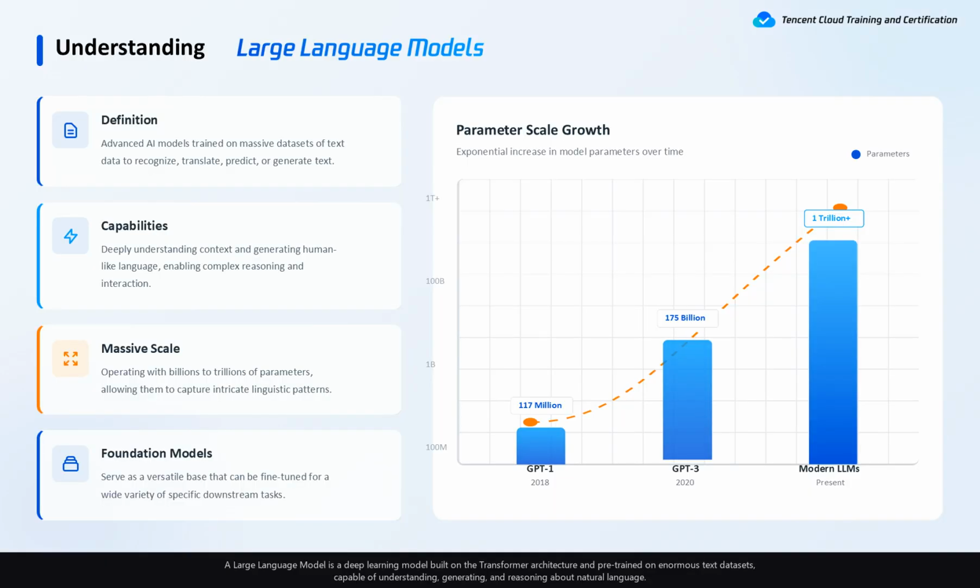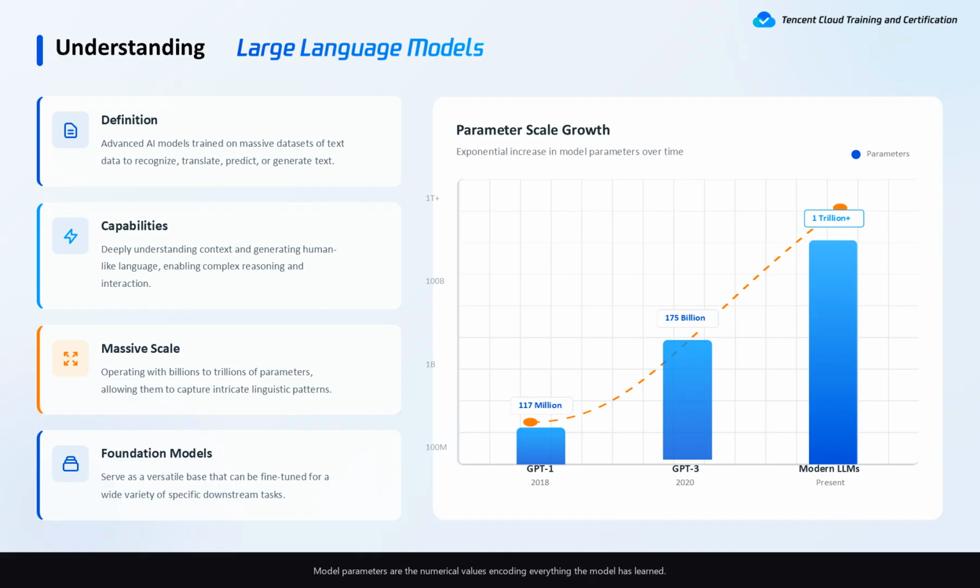A large language model is a deep learning model built on the transformer architecture and pre-trained on enormous text datasets, capable of understanding, generating, and reasoning about natural language. The key to appreciating what makes LLMs distinctive is understanding the role of scale. Model parameters are the numerical values encoding everything the model has learned.